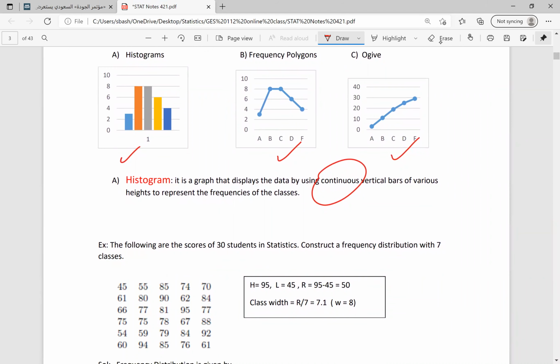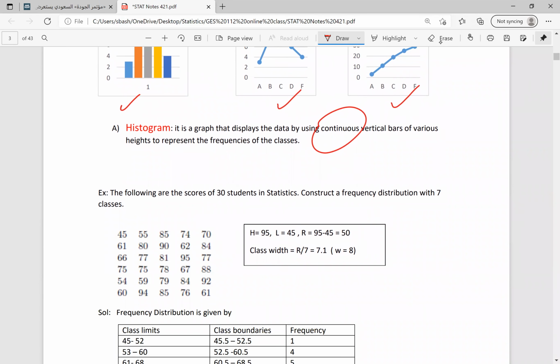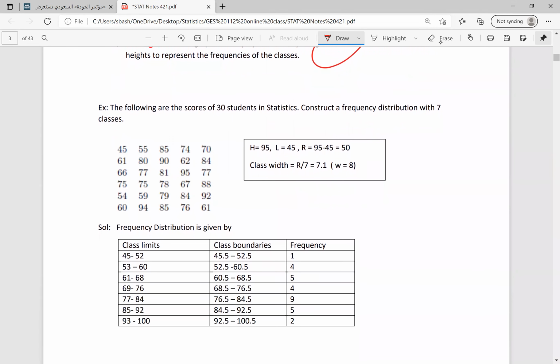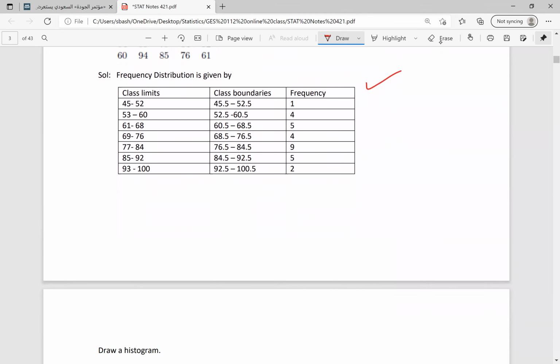For example, this example was discussed last time, and we formed the frequency distribution. Now we need to construct, or draw, the histogram for this frequency distribution. We have 30 students, and the frequency distribution is already done since last time. In this part, we need to graph the histogram.